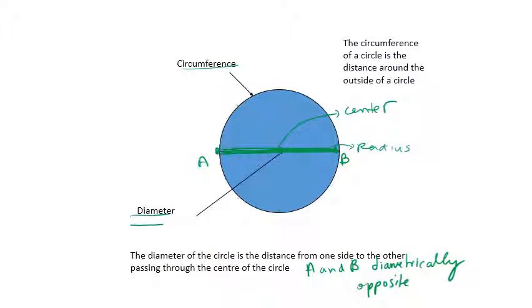This point is called the center. Two straight radii form a diameter. So the diameter is the distance from one side to the other side, and it passes through the center of the circle. These 2 points, for example A and B, are called diametrically opposite. So A and B, we call them diametrically opposite because they form a diameter. Okay?